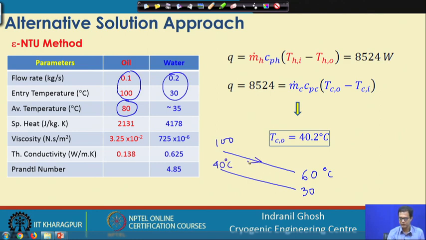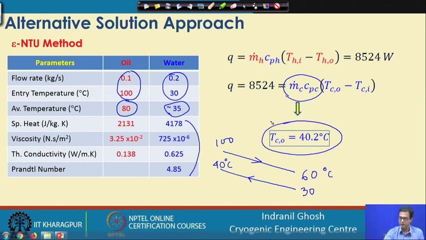So, this is the problem statement, and as usual we have assumed some exit temperature for the cold outlet, so that we can evaluate all these fluid properties, and based on that we have been able to find the exit temperature of the cold outlet. It has come out to be 40.2 degrees centigrade.